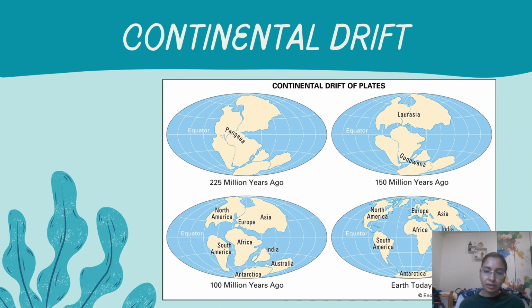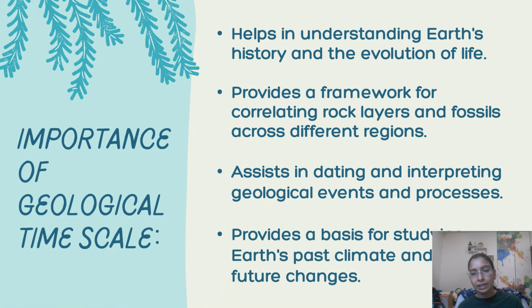Continental drift can be studied by this very good picture, where there was a single landmass known as Pangea. It then started to drift apart, and there was the formation of Laurasia and Gondwana, which again developed into different continents. There is still movement of tectonic plates, and today also the formation of different landmasses is happening. Then, very briefly, I'm going to tell you the importance of this geological time scale.